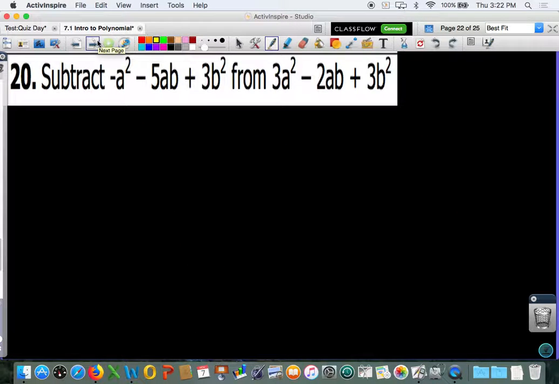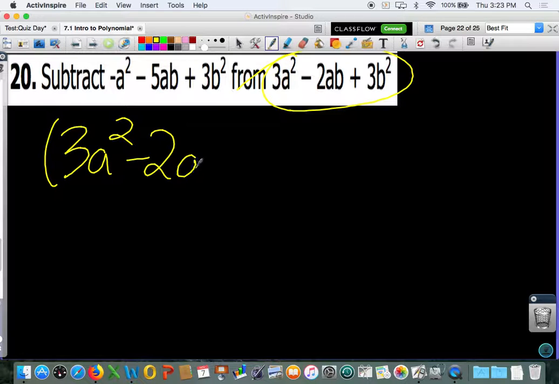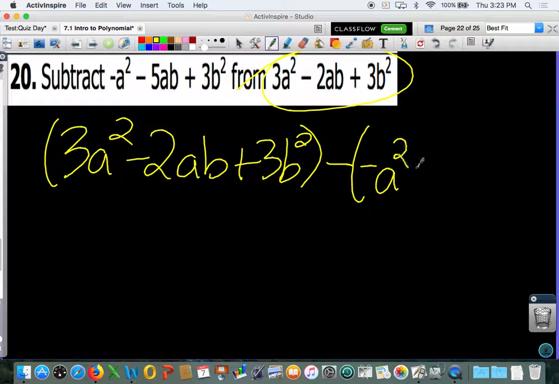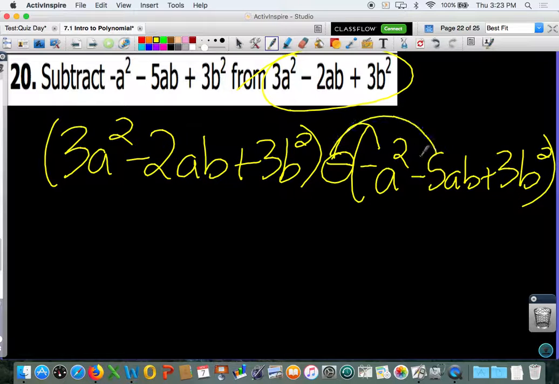Our last problem of this video is subtract this trinomial from this trinomial. Now, when they say from, that means that this one comes first. So we have 3a squared minus 2ab plus 3b squared minus negative a squared minus 5ab plus 3b squared. Excellent. Now I need to distribute that negative first and foremost. So distribute it to everything.